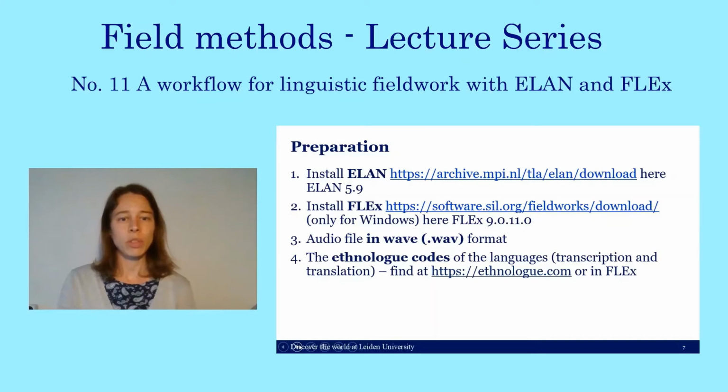Then, importantly, the recording you want to transcribe needs to be an audio file in WAV format. And third, you need to find the ethnologue codes of the language you want to transcribe and also of the languages you will use for translation and analysis. The ethnologue code is a 2 or 3 letter code. It can be found at ethnologue.com or also in the language catalog of the program FLEX. For example, the code for English is EN. If you have all this prepared, you're ready to start.